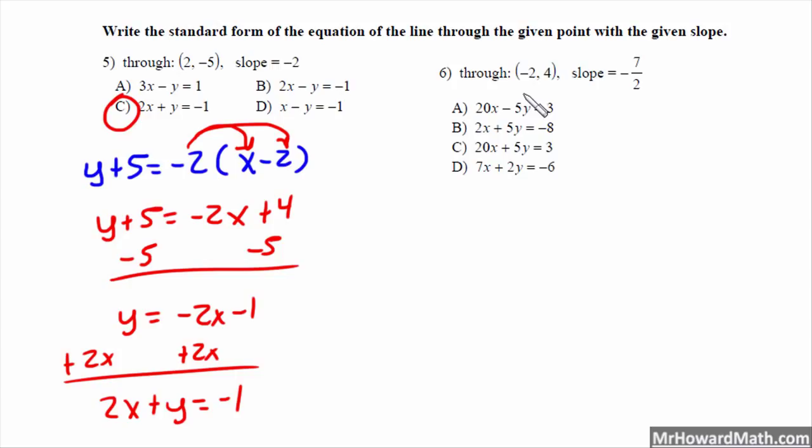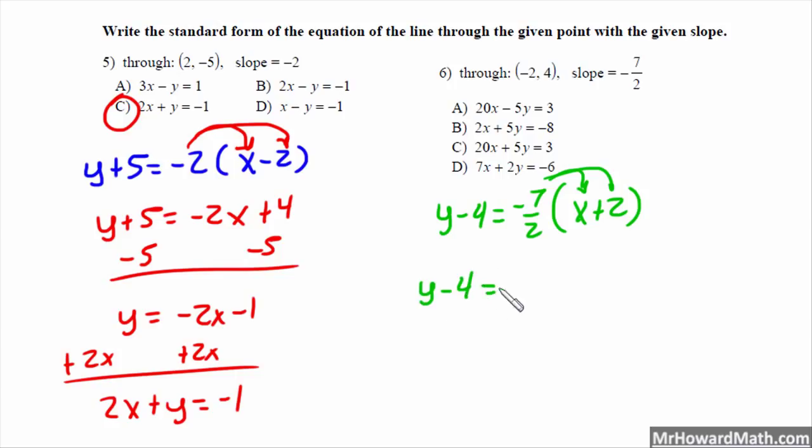We'll start with point slope because we have point, we have slope, so that's the appropriate form to start with. So that would be y subtract 4 equals slope negative 7/2 times the quantity x plus 2. Distribute the negative 7/2 in, so y subtract 4 equals negative 7/2x. And negative 7/2 times positive 2, the 2's cancel, so I would be left with a minus 7 there.